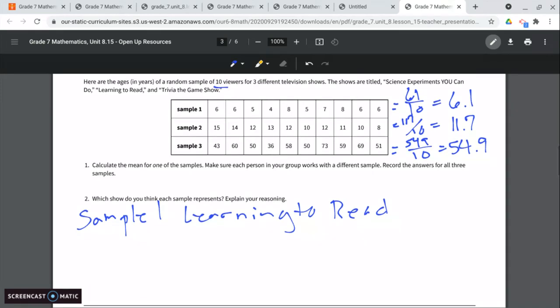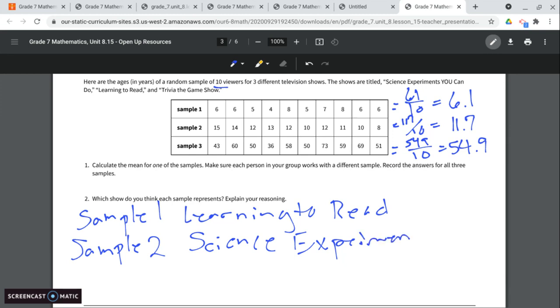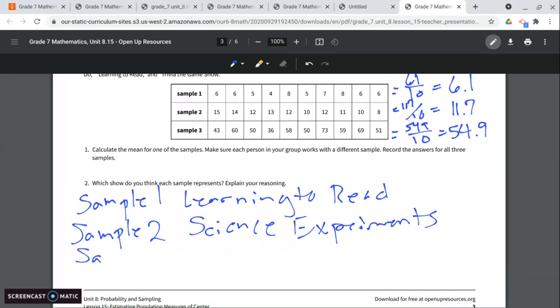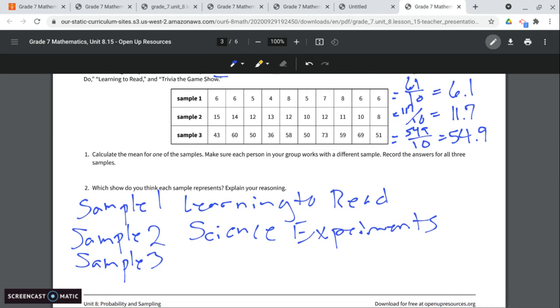Now, Science Experiments You Can Do, probably going to be geared to teenagers, so kind of in the middle there. So our sample 2, 11 years old, that'd be the age where you want to experiment doing all sorts of science experiments. And then last but not least, sample 3 is going to be the trivia game show. It's geared more towards an older age. They're going to have more of the knowledge to be able to play the trivia. So trivia game show.